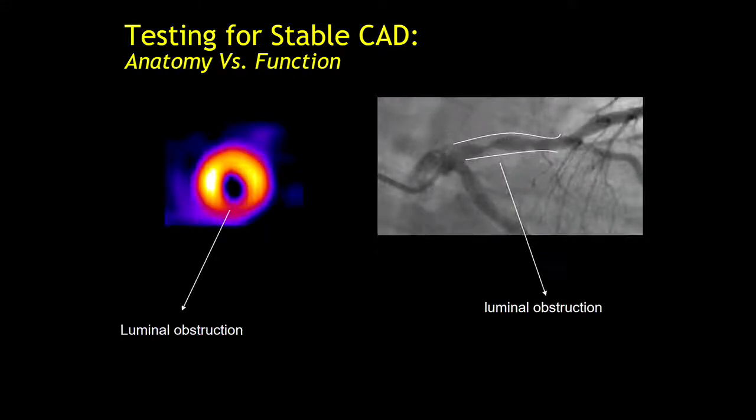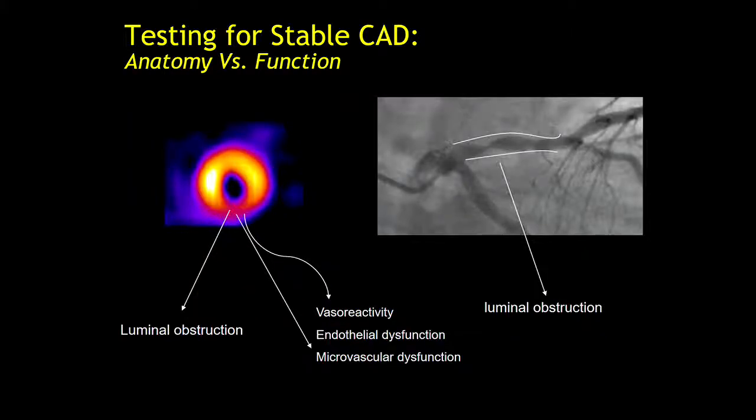On the left side is a perfusion scan showing ischemia. This also tells you there's likely to be obstructive disease, but it also gives you information about vasoreactivity, endothelial dysfunction, and microvascular dysfunction. So what the perfusion scan is telling you is what is happening at the myocardial level, and that is a composite not only of the anatomical dysfunction that is happening, but also the functional status of the vessel.